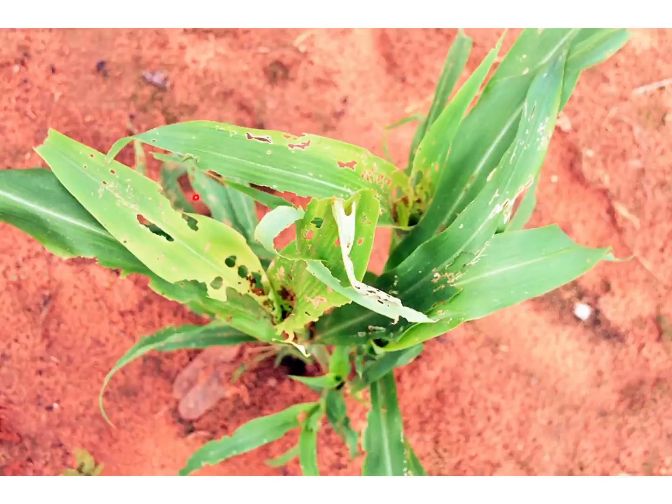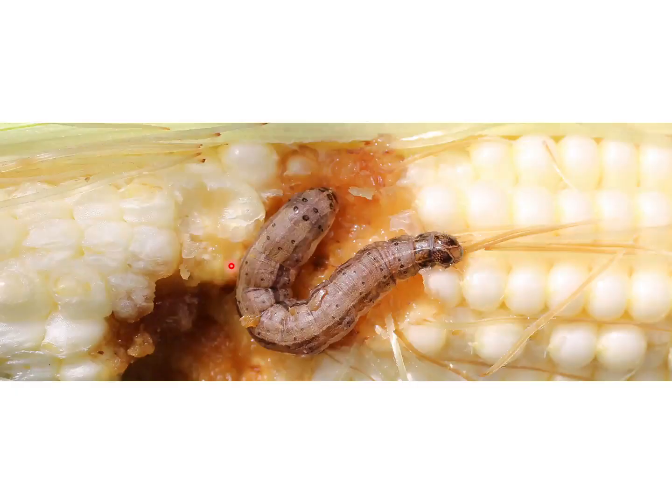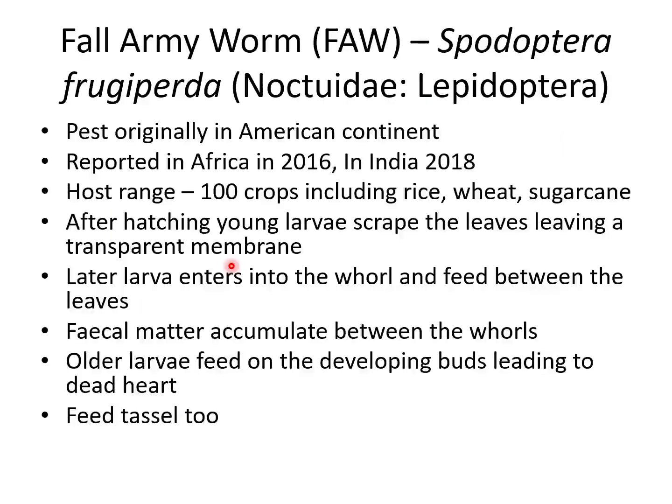The next picture is extremely clear. The larva will remain within the central whorl and feeds on the fresh leaf. So we can see feeding damage on the freshly emerged leaf. That is typical of Spodoptera frugiperda. It also feeds on the tassels. You might know what is tassel and cob in the case of maize. It feeds on the tassel, and the fecal matter of this larva can be seen inside the whorl. In case of older larvae, it feeds on the developing bud and leads to the formation of dead heart.